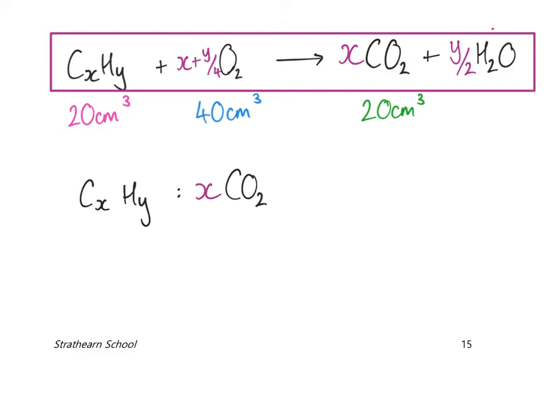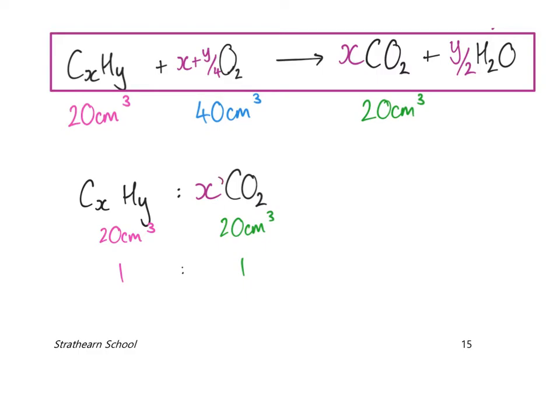If you just take that part of the equation, ignore the oxygen and water, we've got CxHy as our hydrocarbon, and that's in ratio with x carbon dioxide molecules. As we said, we can use our volume ratios, because they will be equivalent to the balancing number ratios. So the volume of hydrocarbon was 20 centimetres cubed. The volume of our carbon dioxide produced is 20 centimetres cubed. So we can see that the ratio between our hydrocarbon and our carbon dioxide is 1 to 1. What does that mean for x? Well, it means that x is 1.